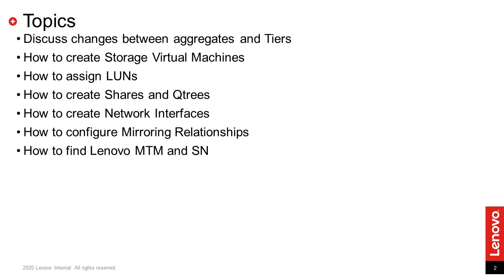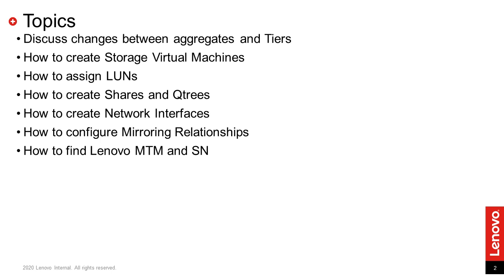The 9.7 Storage Manager application has multiple changes in it, consisting of a simplified GUI. Today what we'll be discussing is changes between aggregates and tiers, how to create storage virtual machines using the new 9.7 interface, how to assign LUNs, how to create shares and Qtrees, how to create network interfaces, and how to configure the mirror relationships. We will also be discussing how to find the Lenovo MTM and serial number in the new interface.